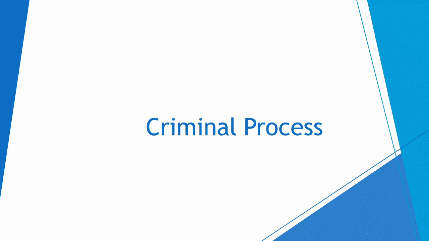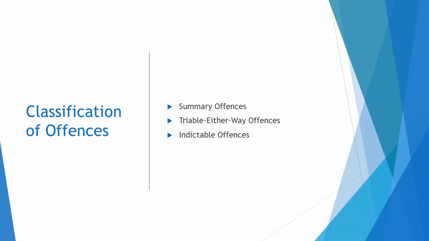The other main court that hears criminal cases is the Crown Court, which has the jurisdiction to hear some tribal either way offences and indictable offences. The Crown Court has unlimited sentencing powers and the power to hear appeals from the Magistrates' Court. There are three classifications of offences: summary, tribal either way, and indictable. Summary offences are the least serious offence and are heard in the Magistrates' Court. Examples of summary offences include driving without insurance, common assault, and criminal damage under £5,000.